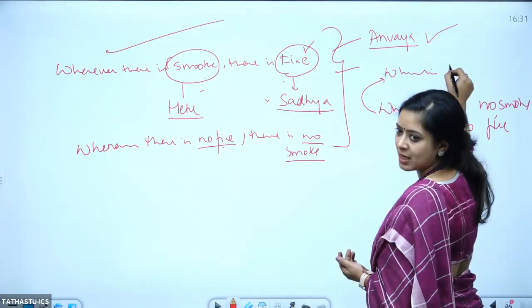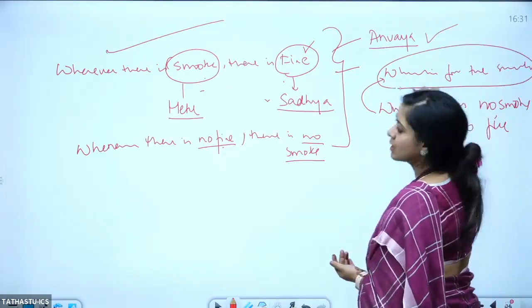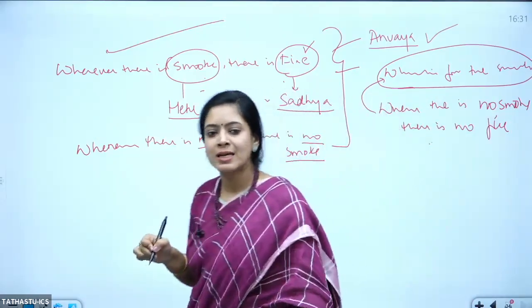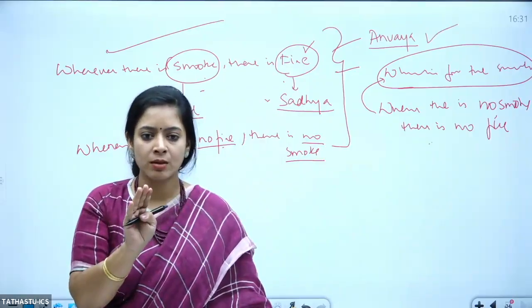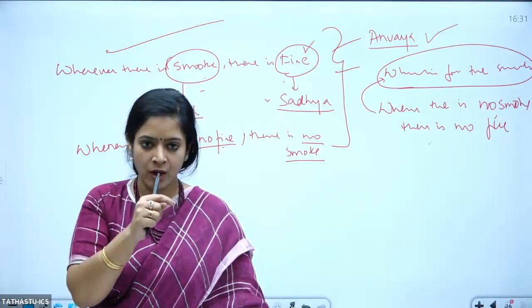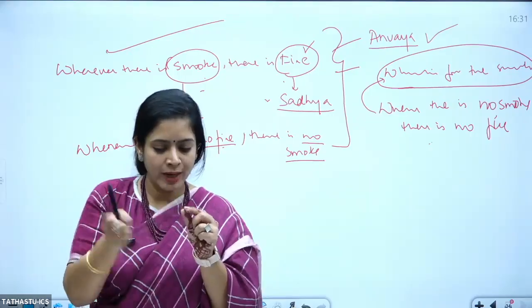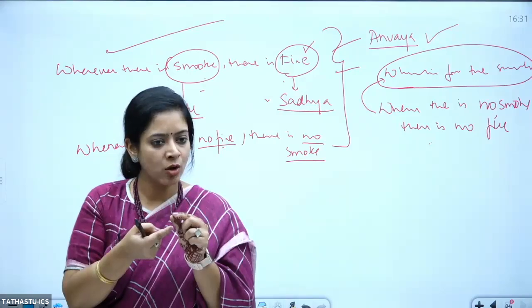Wherever there is fire, there is smoke. This is its Vyatireki, because you are negating the very thing you are proving. If you are proving something on the basis of a mark, only if you negate that will you be able to check its validity or not.